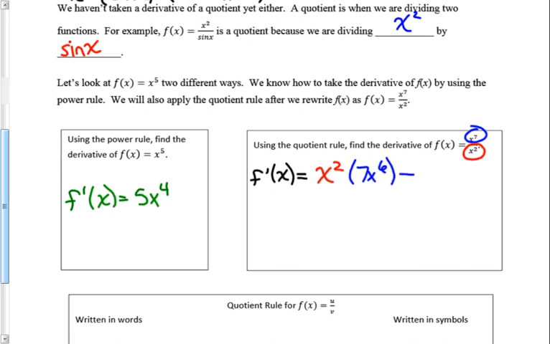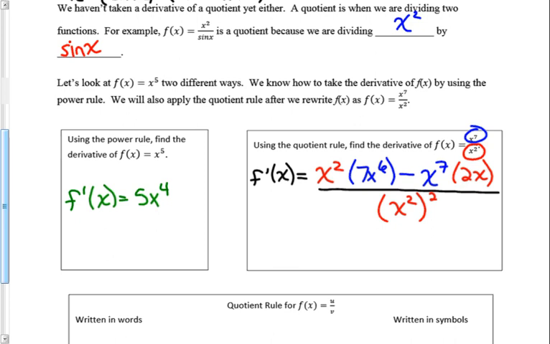Then I'm going to subtract. That's a big difference between the product rule and the quotient rule, is I subtract. Then I take the top times the derivative of the bottom. So although the product rule and quotient rule are similar, that subtraction is key. Then we're also going to divide by whatever was in the denominator squared.